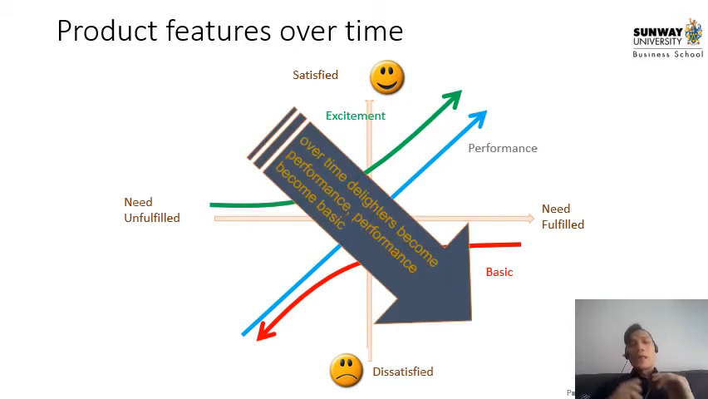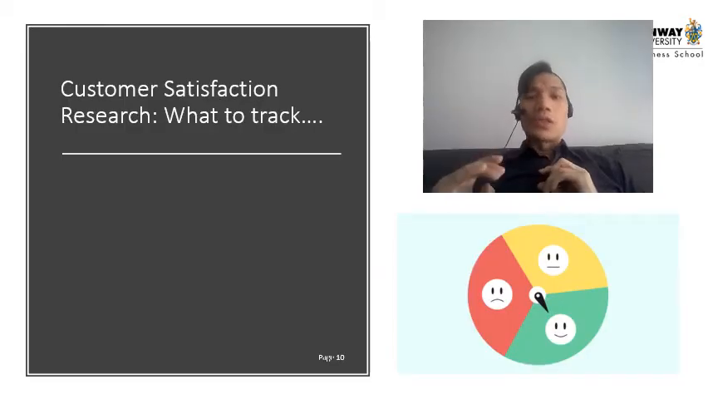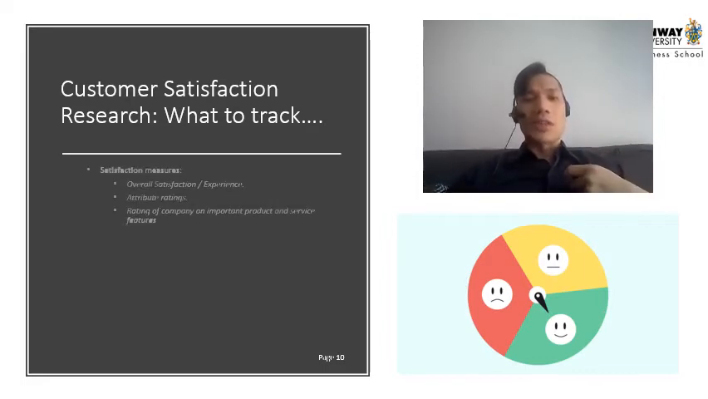Over time, delighters become performance and performance becomes basic if you do not continually look at how you can find ways to continue to satisfy your customers. So make sure that they don't fall into this quadrant. What you want to do is to move them up. So this is what you need to track in terms of customer satisfaction.